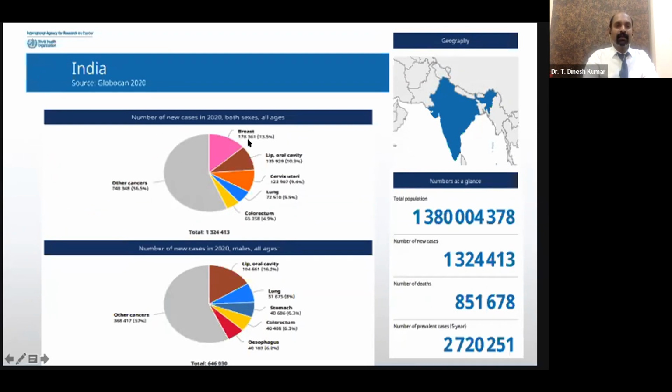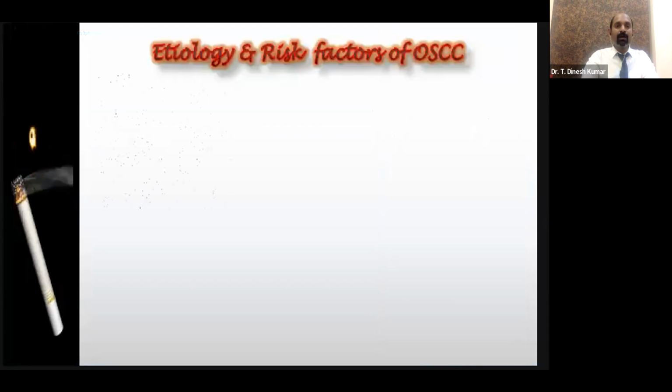Now, if you take the gender-wise data of these cancers, in males, the most predominant cancer is the oral and lip cancer, which accounts for almost 16.2% of all new cancers. And if you take the combined gender, that is both male and female put together, this accounts for the second most common cancer, second only to breast cancer. So that is how common this oral cancer is.